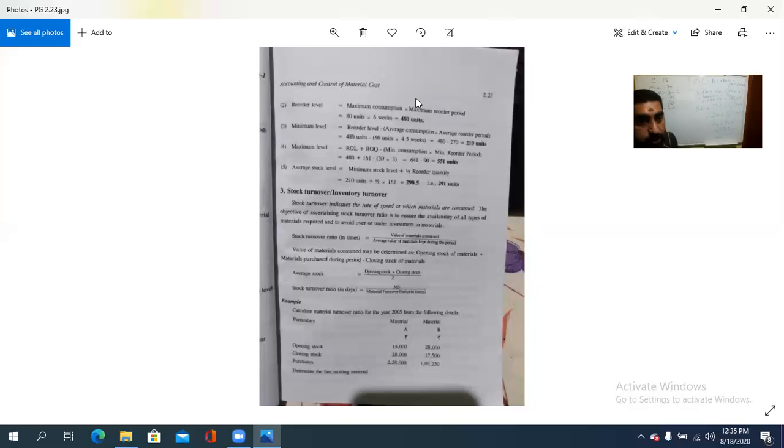We will go to the next part, stock turnover or inventory turnover ratio. So what is that and how is it to be calculated? We will look into the stock turnover ratio.